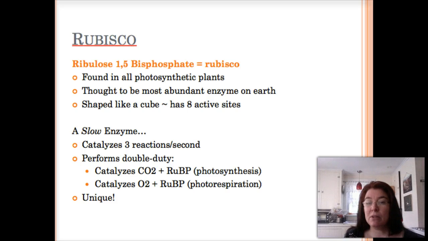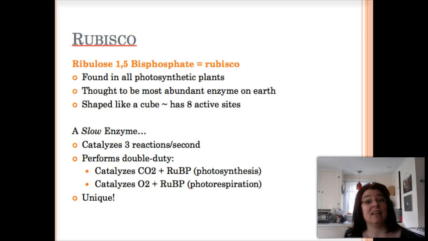It's called ribulose 1,5-bisphosphate carboxylase. We shorthand that name into RUBISCO. So the real name is ribulose 1,5-bisphosphate, and the shorthanded name is RUBISCO. So this is an enzyme that's found in all photosynthetic plants. And what makes it so fascinating is that it's thought to be the most abundant enzyme on Earth.